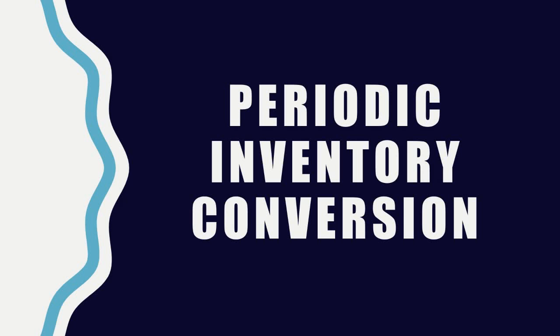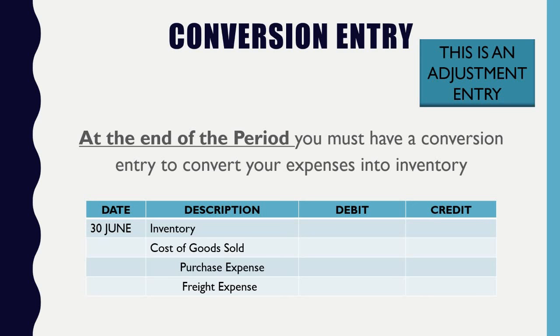All right. So when we reach the end of our period, we need to do the conversion process, which means we're going to take our purchase expense and convert it into inventory. That's pretty self-explanatory of what a conversion entry does, right? It's converting your expense into inventory.